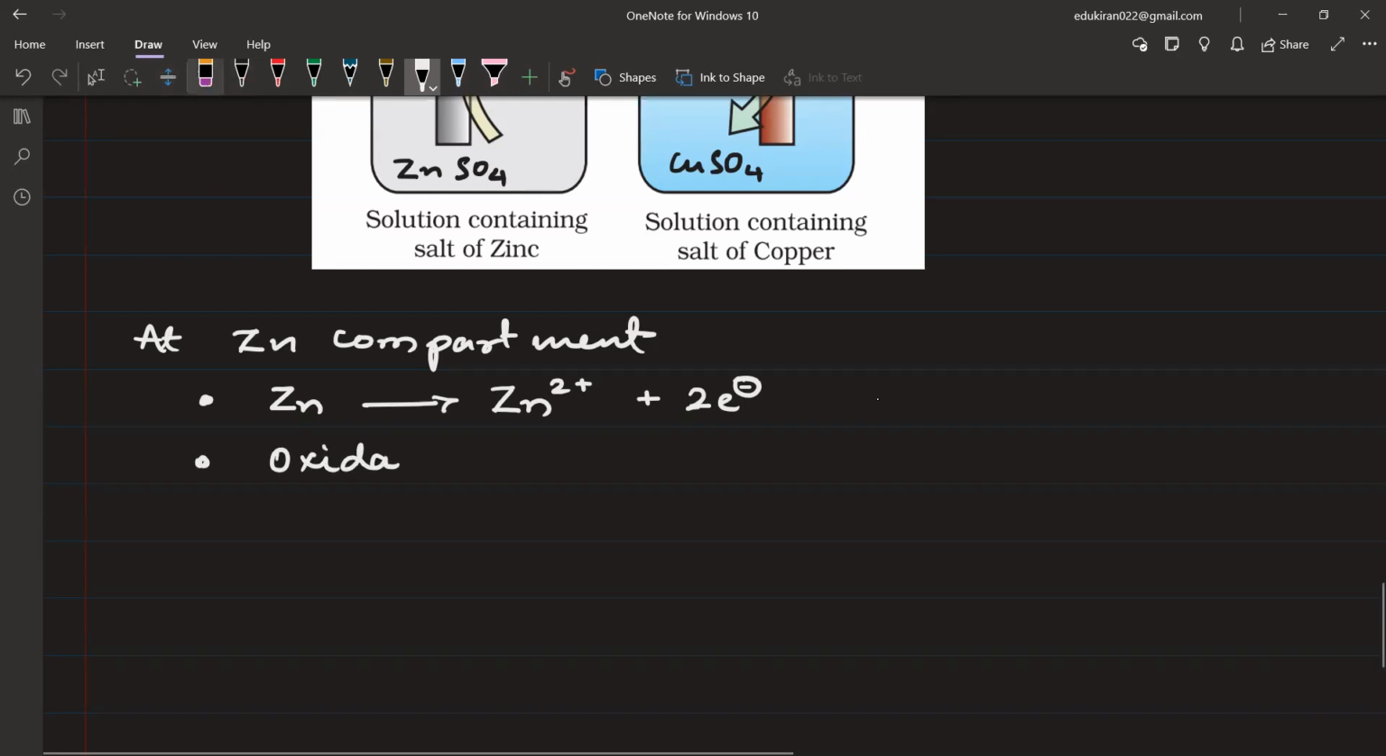One more thing, wait a second. Now, this zinc is on the rod. This zinc gets converted to Zn2+ and goes to the solution, and the 2 electrons are going to be on the rod. That means, first of all, it is oxidation.